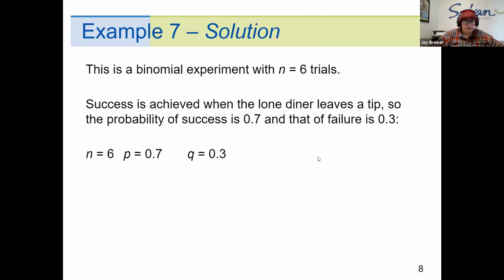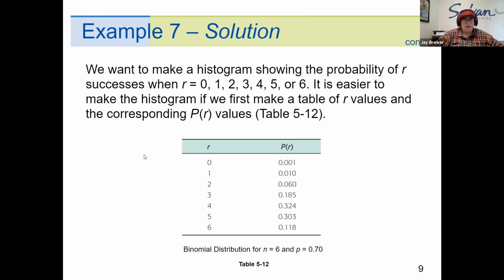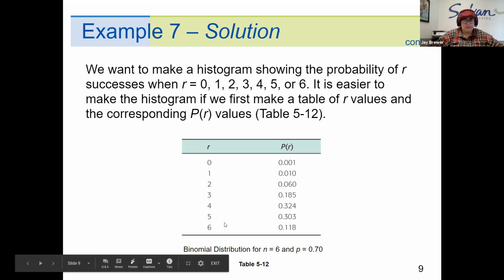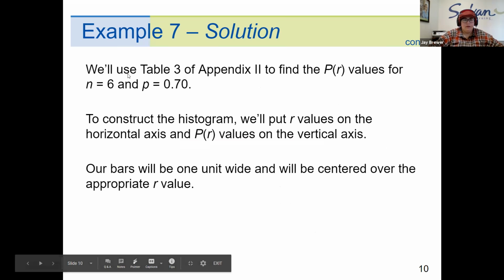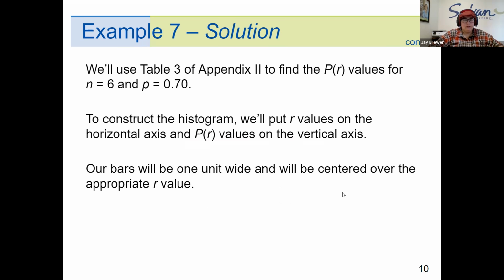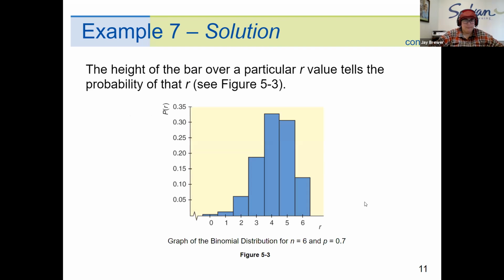Okay, so here's what we have. We have n equal to 6, which is our trials, p equal to 0.7, which is our successes, meaning that they will leave a tip, and then q being the failures where they will not leave a tip. So they have gone through and figured out all of their probabilities, which at this point you should all be able to do. And then once they use the table, they're going to construct their histogram.